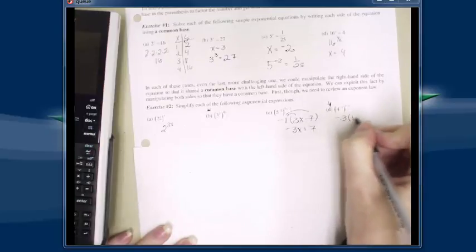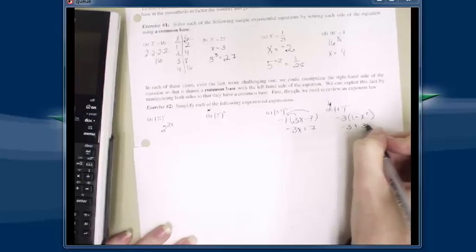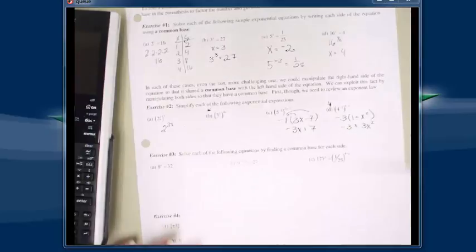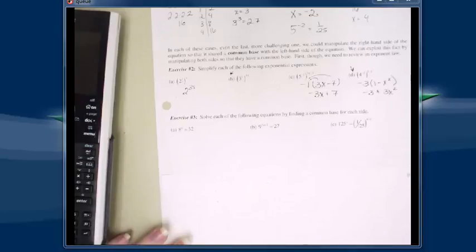Just because it's so important, I'm going to write it out. I want you to do it. Negative 3 plus 3x squared. And now we're going to use that to help me figure out common bases.